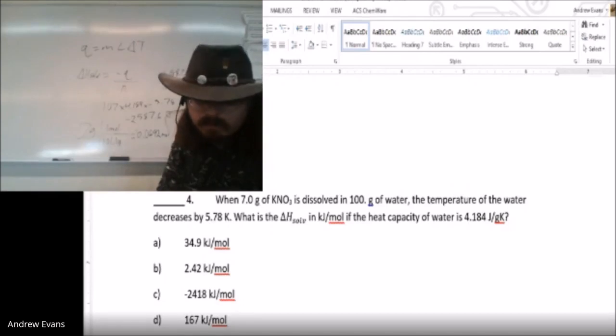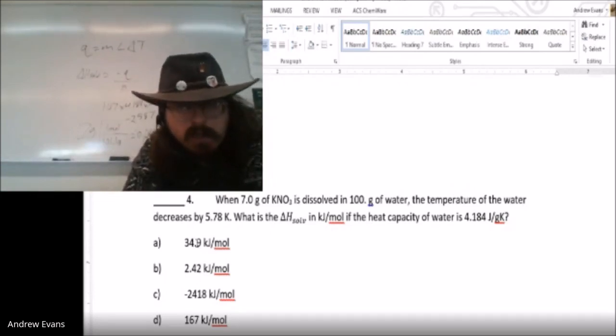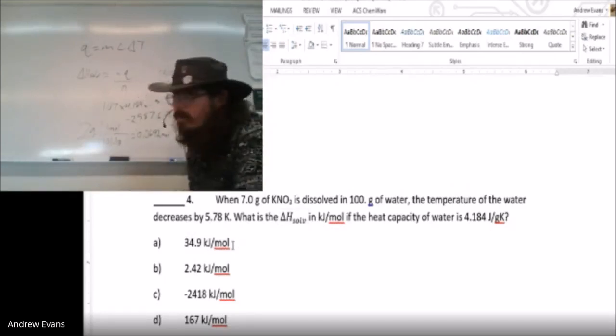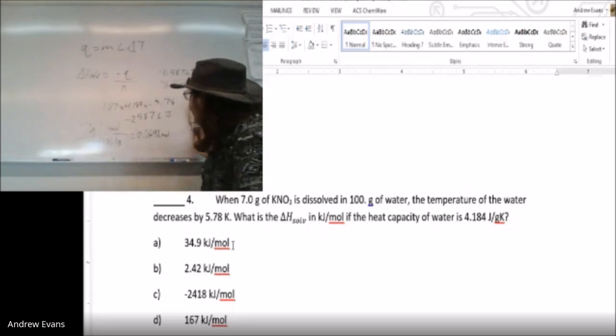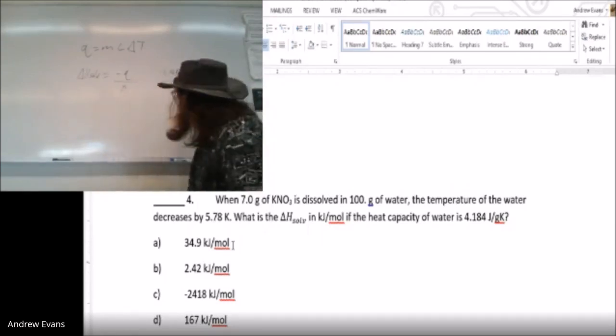Yeah, so that's the question. I got 37. Now, I'm guessing that's because I used 100 grams instead of 101. Either way, this number A is what I was going for. C would have been if you had just solved the Q equals MCΔT. Making it 101 instead of 100 changes it just a teeny bit, but either way.